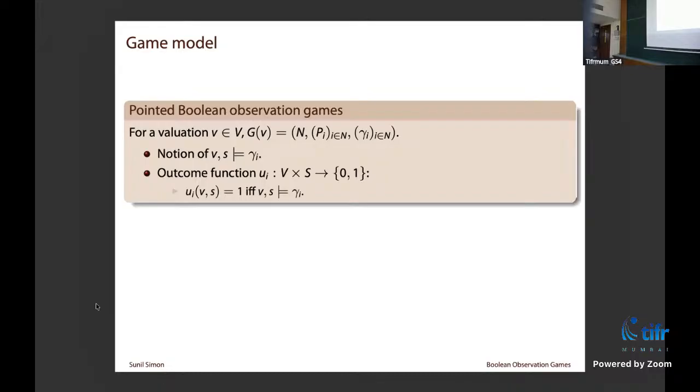If I don't fix a valuation, then there are various possibilities. I'm a bit confused. So the formula is only on the propositional variables? I have not defined the language yet. Yes, it is only on the propositional variables. Then why do you need S? I will define the language of the logic in the next slide. It is a language where you can interpret it over this pair of valuation and S.